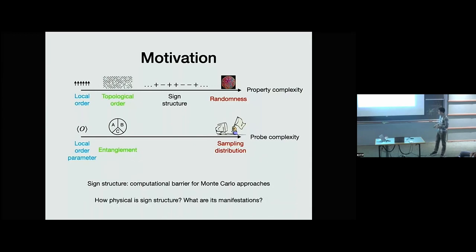So given that sign structure is physically significant, what are its manifestations? How do you detect a sign-full wave function as opposed to a sign-free one? As you probably know, sign-free wave functions can already realize a variety of phenomena: topological order, quantum criticality, even these good LDPC codes we've been hearing about. So exactly how does sign-freeness constrain the properties of a sign-free wave function?